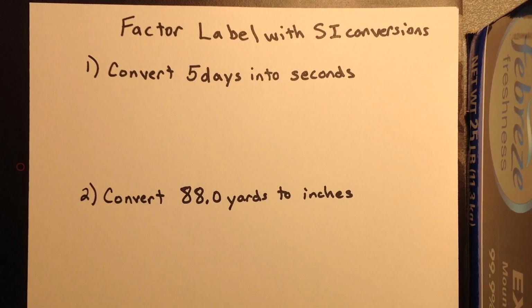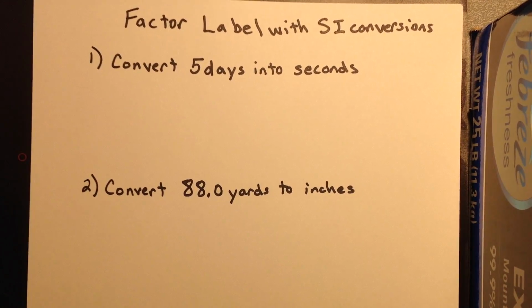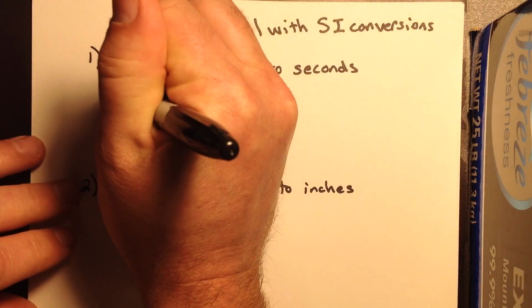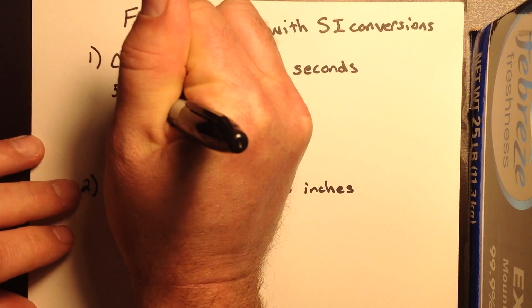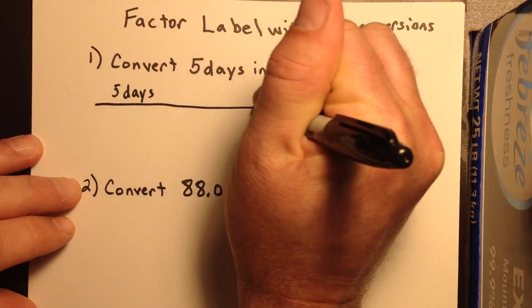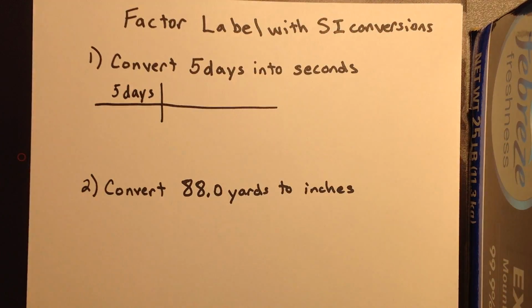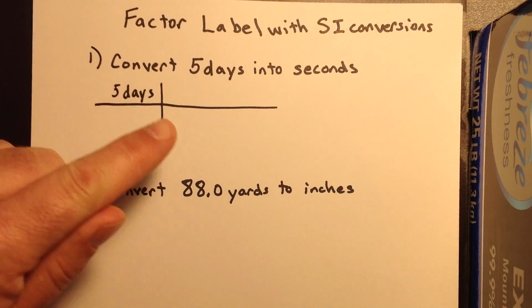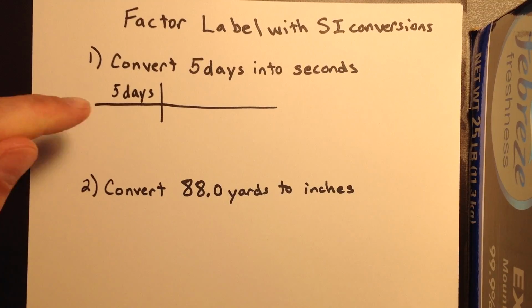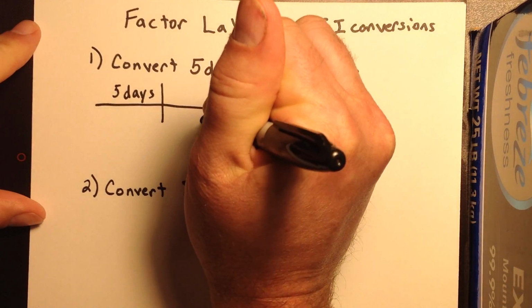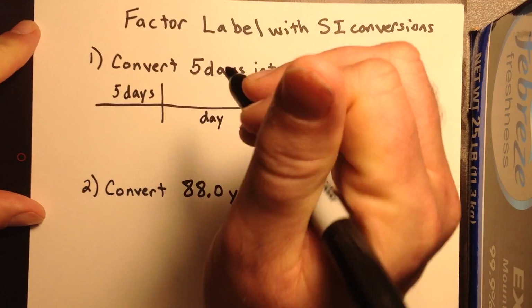So we're going to use this thing called the factor label. Some people call it quantitative analysis, several different names for it. But I'll go ahead and show you an example just to get you started. So we would start at the top with 5 days, draw a line underneath and draw a line beside of it. I tell my students, what do you have to have on the bottom to cancel out days? Well, you write days on the bottom. That way it would cancel that out.